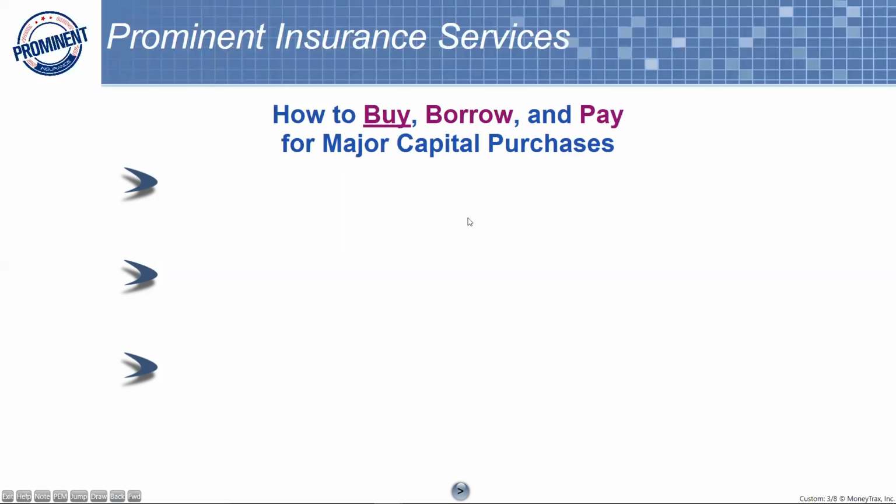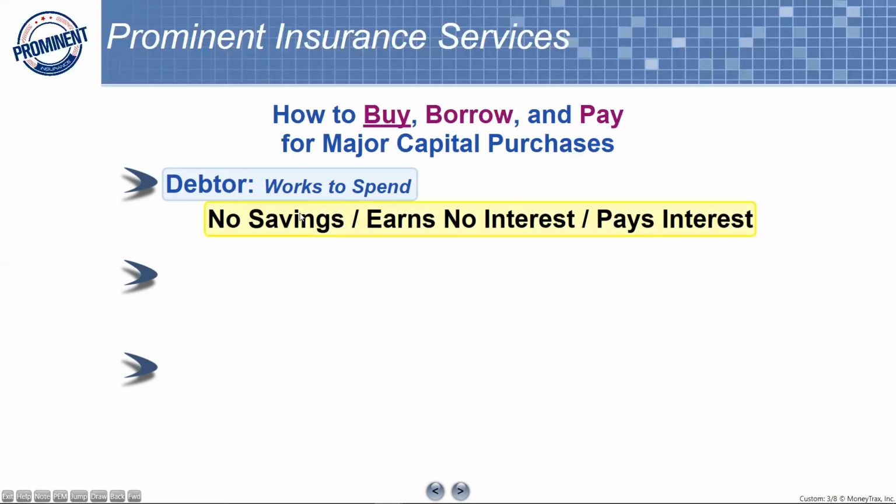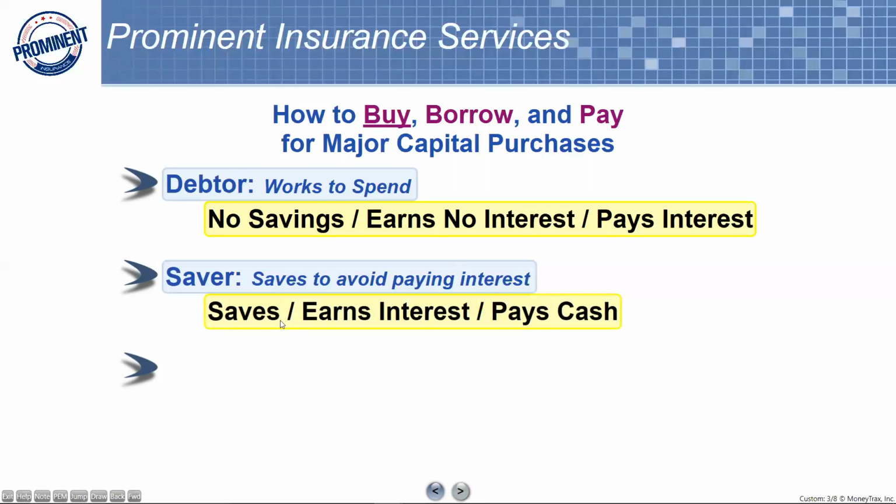So now we're going to go through it. The first way is how to buy things. First, you have the debtor. The debtor works to spend. He has no savings, earns no interest, and pays interest. Then you have the saver. The saver saves to avoid paying interest. So he saves, he earns interest, and he pays cash.